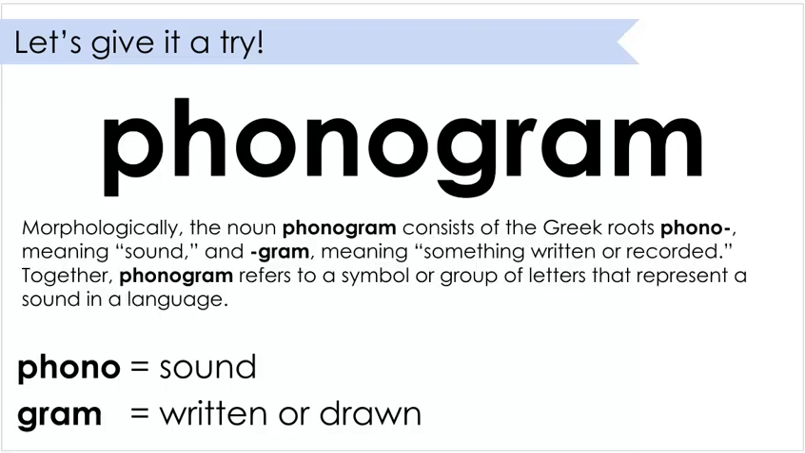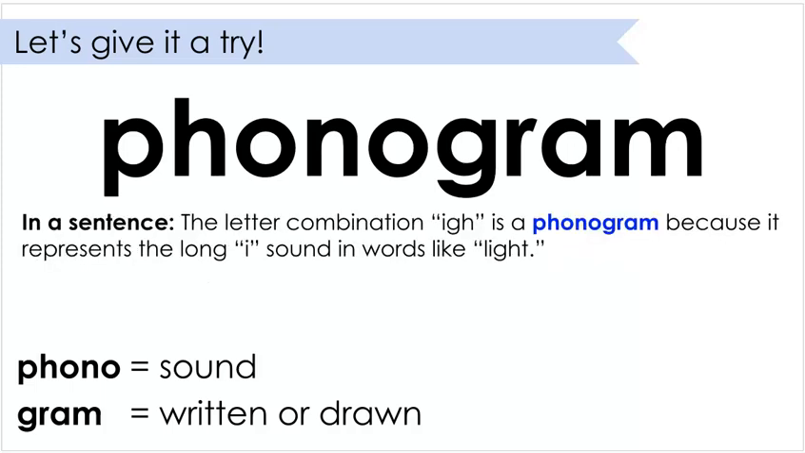Morphologically, the noun phonogram consists of the Greek roots phono, meaning sound, and gram, meaning something written or recorded. Together, phonogram refers to a symbol or group of letters that represent sound in a language. I think our sentence may explain that a little better. In a sentence, the letter combination IGH is a phonogram because it represents the long I sound in words like light. This is probably not a word you'll see in most of your reading. Your teacher might see it in theirs.